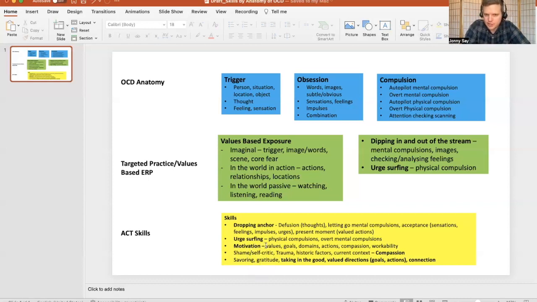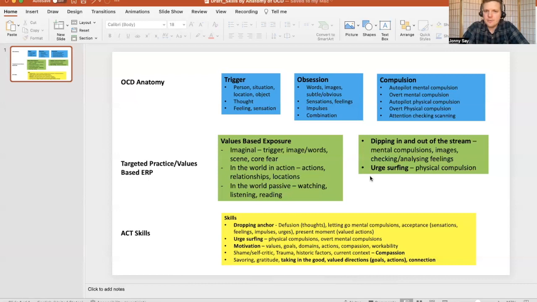And then I've got motivation here, so identifying our core values, our values-congruent goals, value domains, actions, people, compassion, workability. Then we've got this line of skills. If there is a lot of shame and self-criticism, if there's trauma, if there's historical factors or a difficult ongoing current context, then self-compassion and compassion are such a support. And then we've got the taking in the good skills, the savoring, the gratitude, connecting to valued directions, how we build up our life and fill it full of important, meaningful things, connection, and so forth.